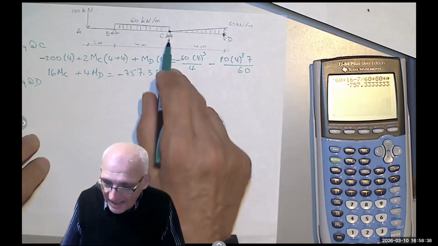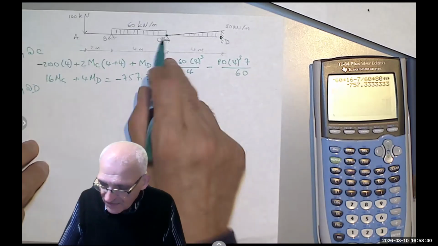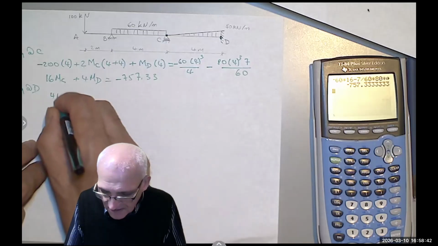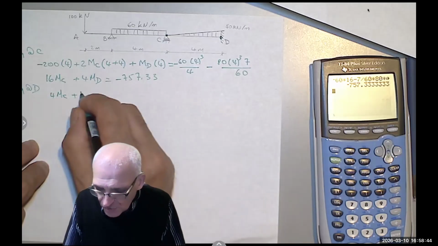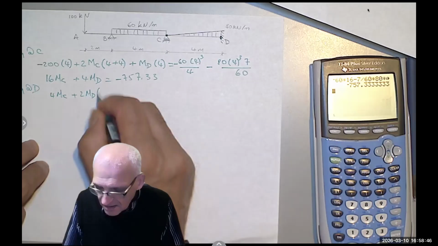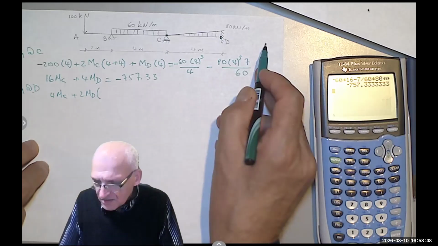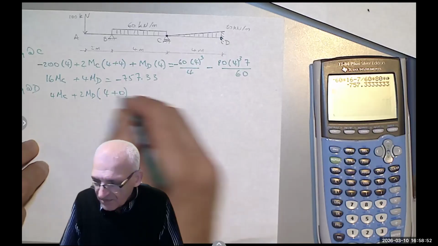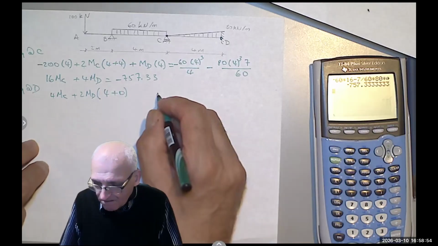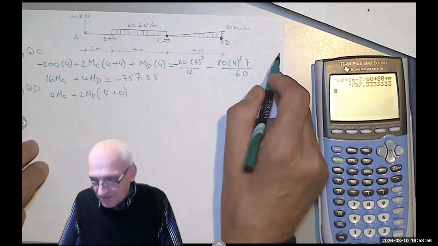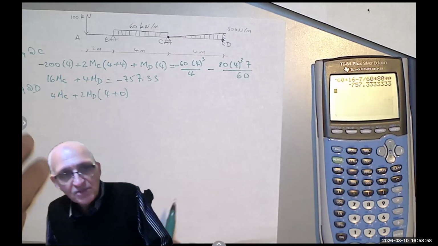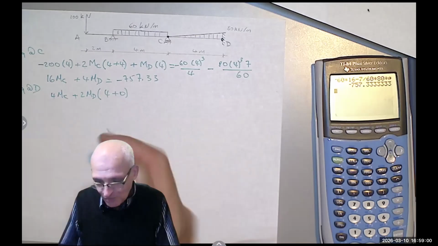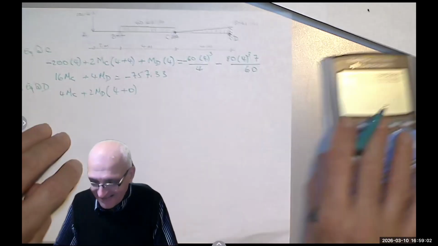Okay, so MC on the left times 4, MC, plus 2MD. There is no right, so it's 0. 4 plus 0. The left is 4, the right is 0, right? And then there is nothing on the right, so plus 0. We only have two moments, not 3 here, right?